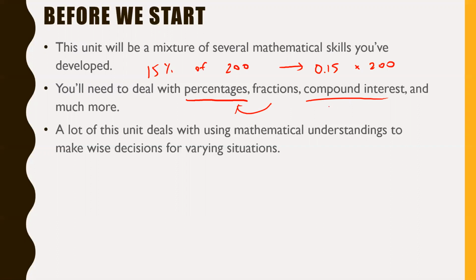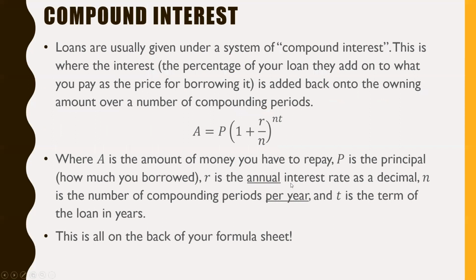A lot of this unit deals with using mathematical understandings to make wise decisions for varying situations. In other words, there's going to be a lot of situations where you'll be given some random situation. You'll be told, suppose you're going to open a business here, here's the information behind your business, and here's the information behind the location you're starting it up in. What would be a wise decision to make? So again, you just have to use some mathematical reasoning, which can come out of percentages, etc., to make wise choices for given situations. Anyway, let's start talking about compound interest.